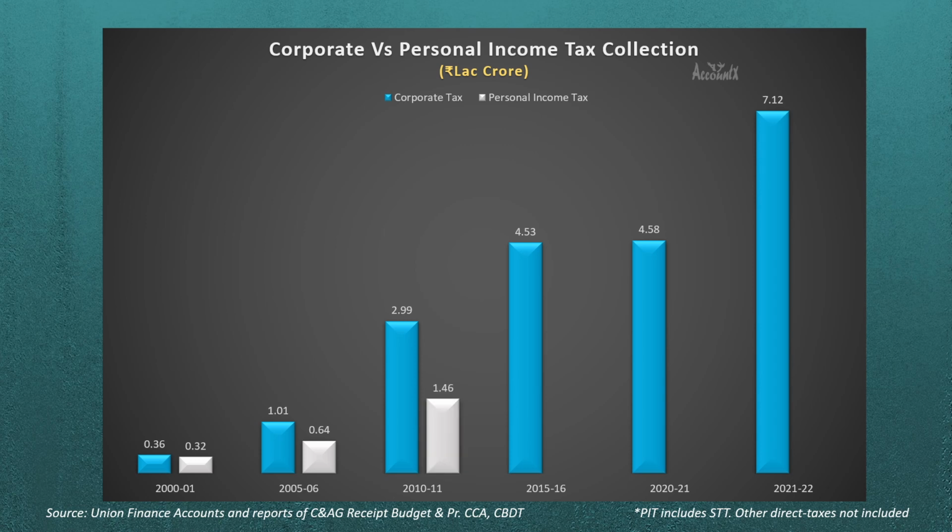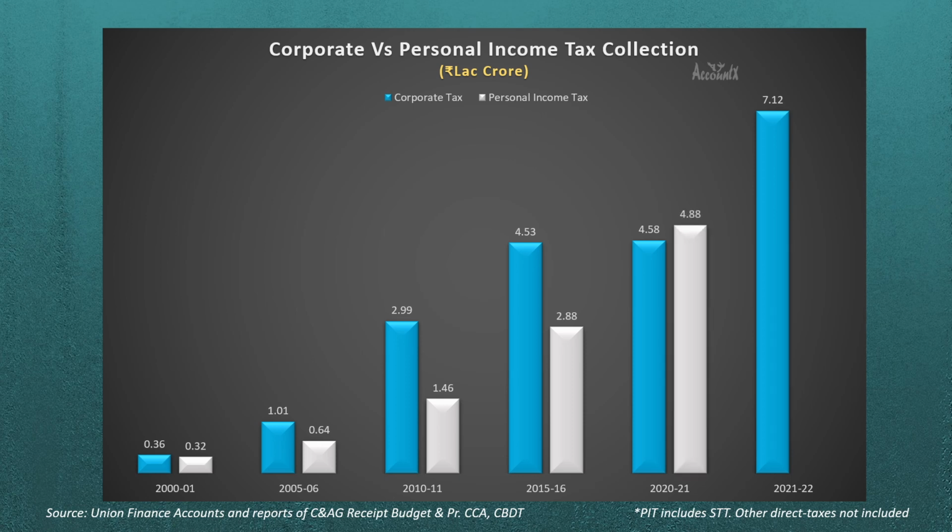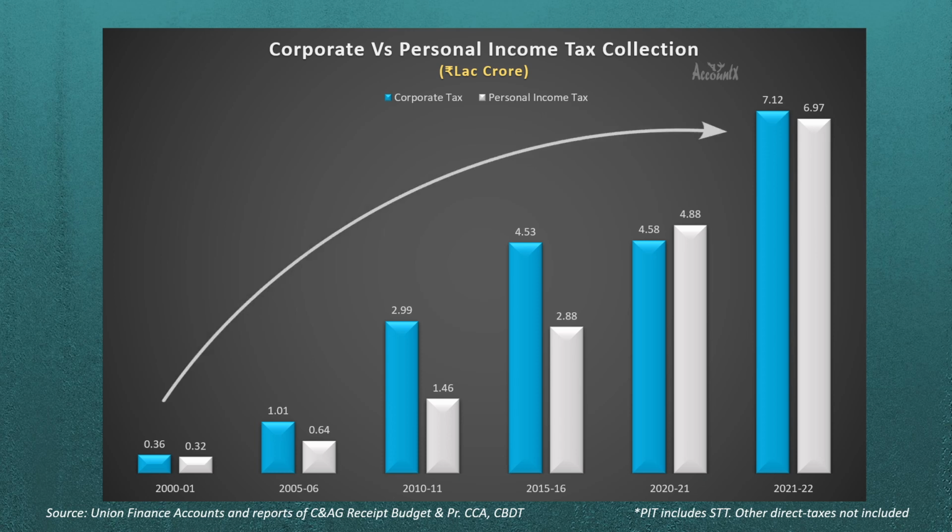Then in 2010-11, it has increased to 1.46 lakh crore. After 5 more years, it has grown to 2.88 lakh crore. Then in 2020-21, it has surpassed corporate tax collection to 4.88 lakh crore. Then in 21-22, it has increased to about 6.97 lakh crore. Here also there is an increasing trend.